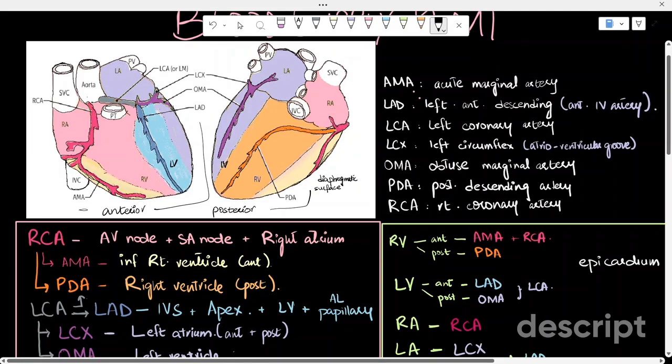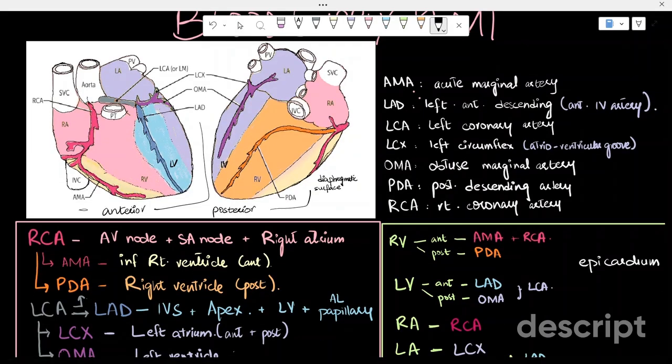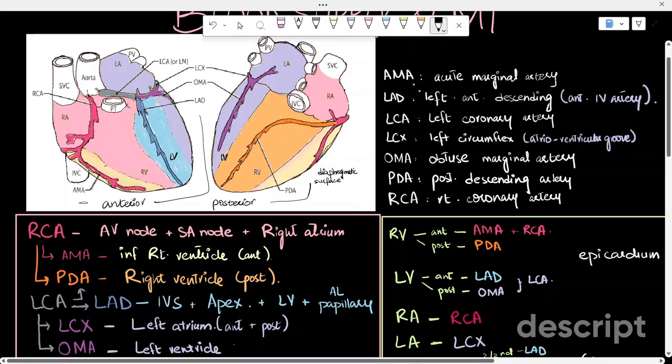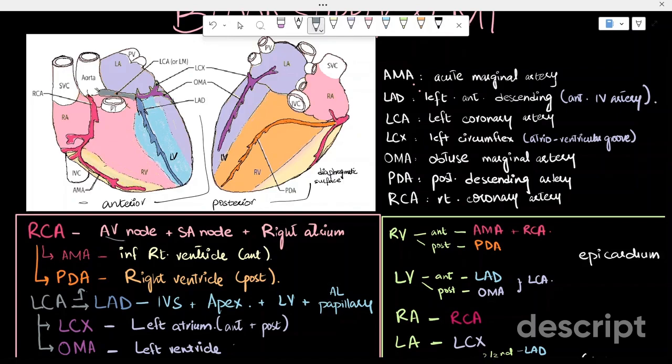So the aorta supplies two branches, which are right coronary artery and left coronary artery. The right coronary artery supplies the AV node and the SA node along with the right atrium, as you can see in the pink color over here. The acute marginal artery supplies the inferior part of the right ventricle at the anterior side.